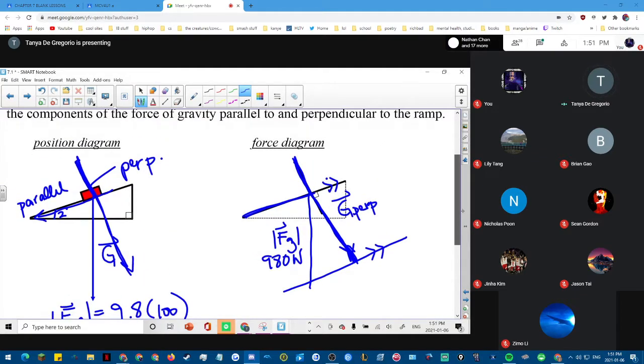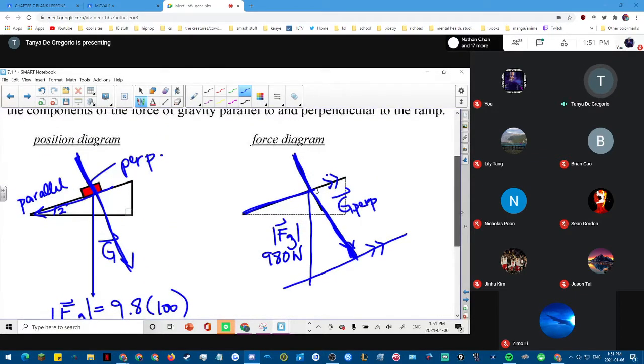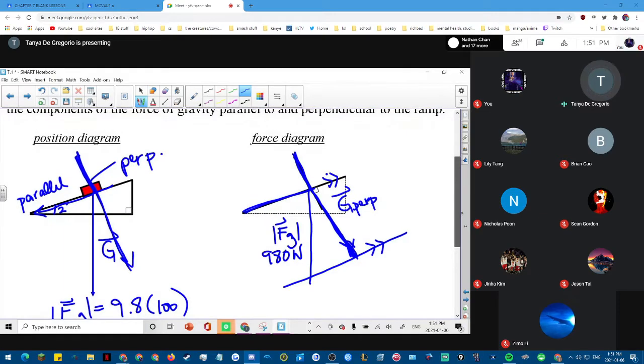Okay. All right. Well, I need more information if I need to solve for my G perp and my G parallel. So what can I do? I need some angles here. So looking at the first diagram, let's take a look. I know that this is 90. If that's 90 and that's 12, I can solve for this top angle. And this top angle is 78 degrees.